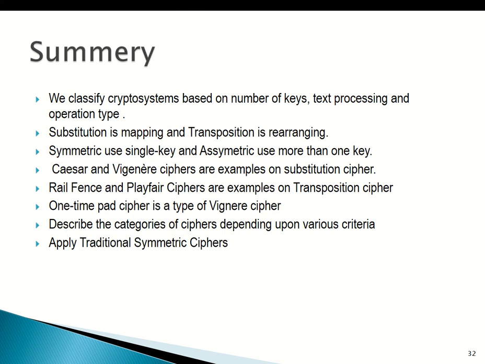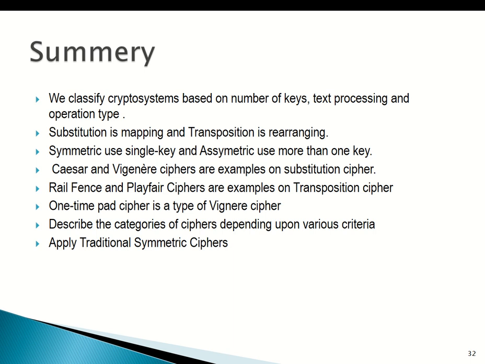We also studied substitution and transposition, and we said substitution is mapping, transposition is rearranging, and that symmetric uses a single key, while asymmetric uses more than one key, a private key and a public key. Caesar cipher and Vigenere are examples of substitution. Rail fence and Playfair are examples of transposition ciphers. And the one-time pad cipher is a type of Vigenere cipher.